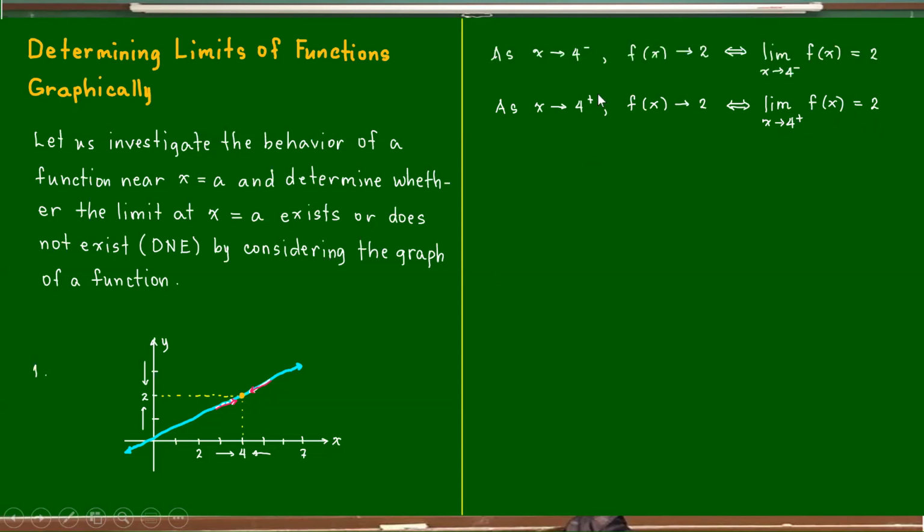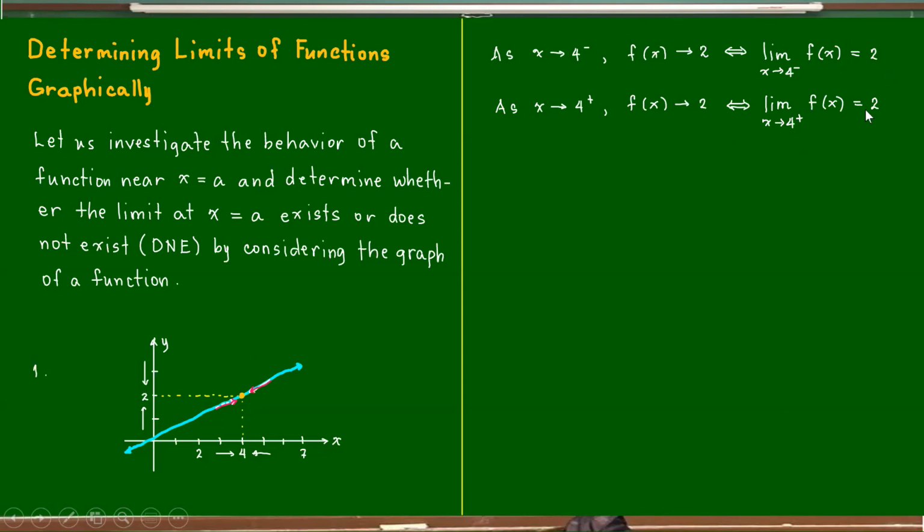Now what about from the left? As x approaches 4 from the left, I will travel along the line, going to this point, travel, travel, travel. As I travel along the line, approaching this point, which is on the line, no? Because 4 is in the domain of this line. Okay, so the function values tend to go to 2. So we say that 2 is the limit as x approaches 4 from the left. Okay, guys?